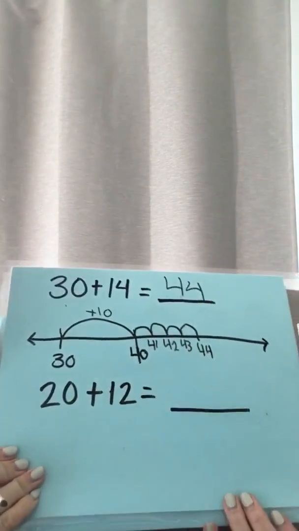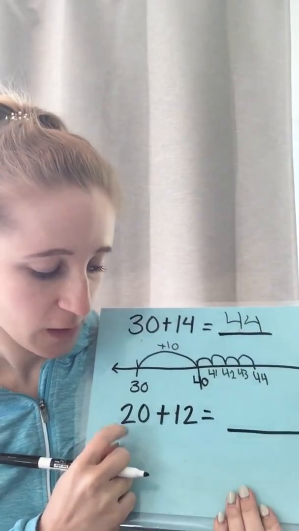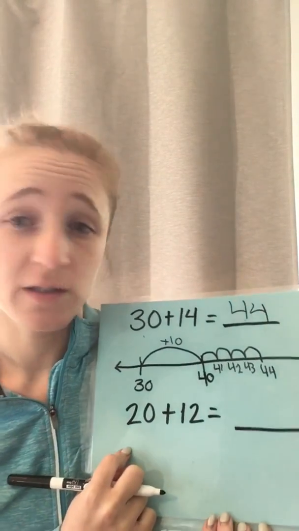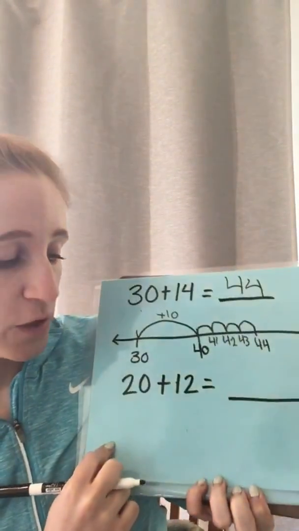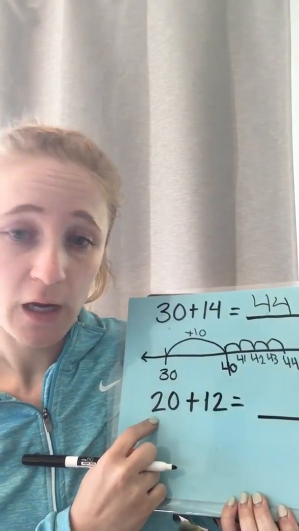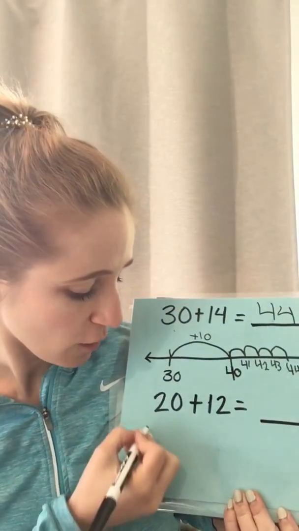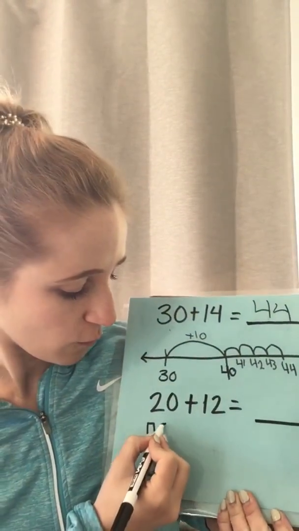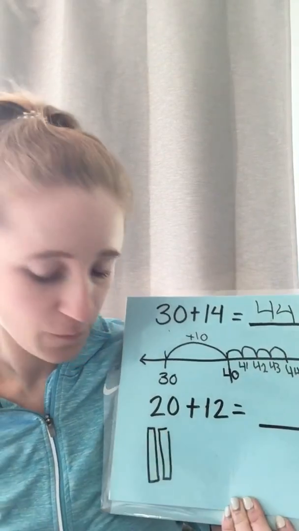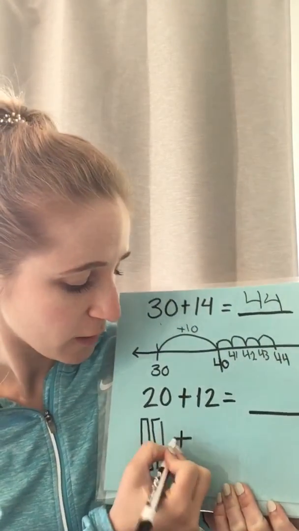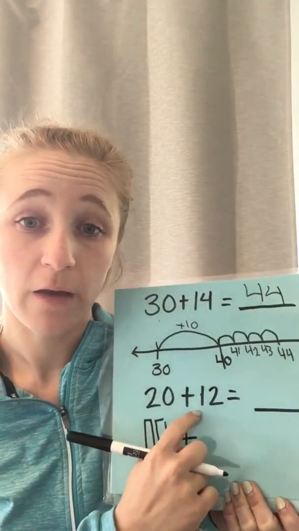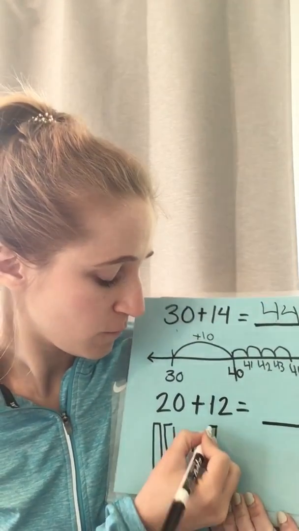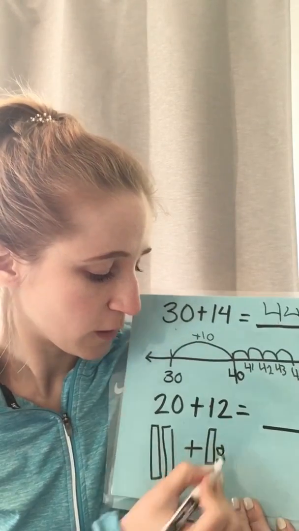The next one that we're going to try is 20 plus 12. We're going to do this by drawing tens and ones. This is just a different strategy you can use to solve this kind of addition problem. So if I have 20, I know I have 2 tens. I'm going to start by drawing those 2 tens. Remember, the tens are just the long sticks. So 1, 2, there's my 2 tens, plus 12. In 12, I have 1 ten and 2 ones. So I'm going to draw another 10, and then 1, 2 ones.